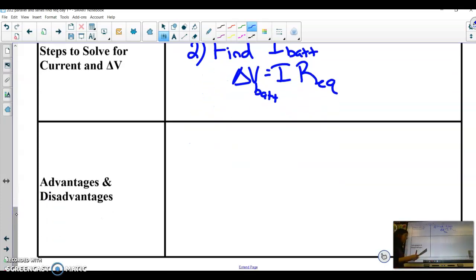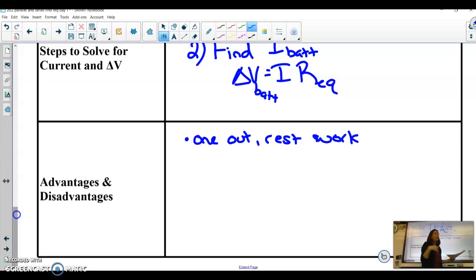Right, now, the main advantage for this is that if one goes out, the rest still work. Because it's just one of the branches that is down, right? One of the highways is down. The rest of them still work. So that's definitely an advantage with Christmas lights. If one goes out, the rest of them can keep working. Another thing that's an advantage is that they all have the same delta V.